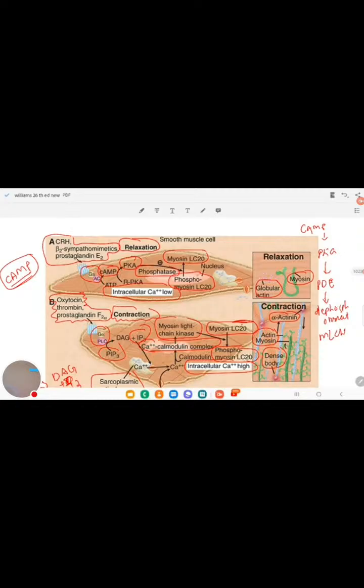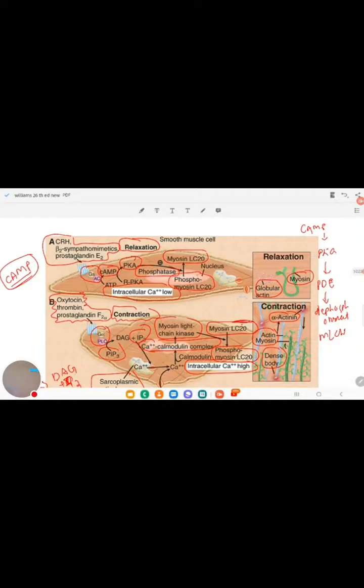That will lead to dephosphorylation. Now it cannot bind to the myosin. Now the myosin head is inactive, and it also keeps the actin filament in the small globular state, so it will not bind to the myosin complex, and it leads to the relaxation.